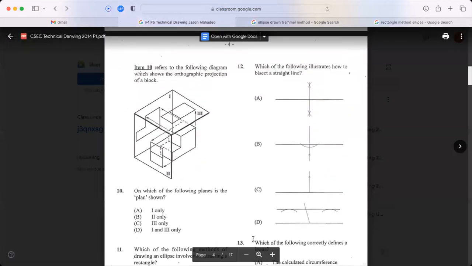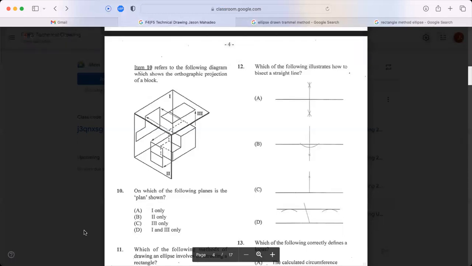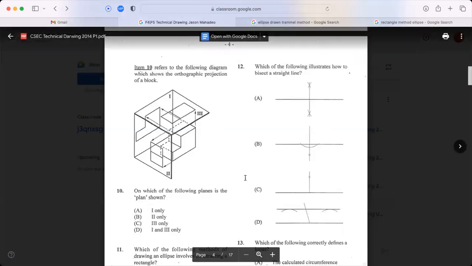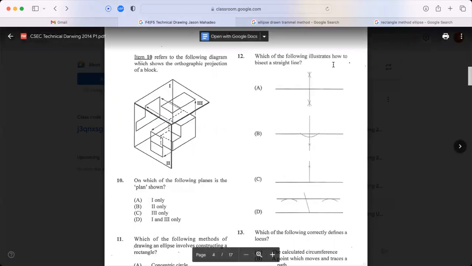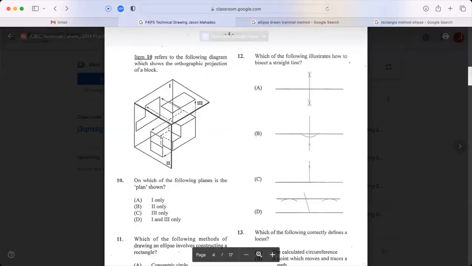Number 12, Caleb. Oh, you'll hear me. I guess this one I put B. You put B, and Daniel, 12. I put A. All right, so which is how to bisect a straight line. So the answer should be A, right?